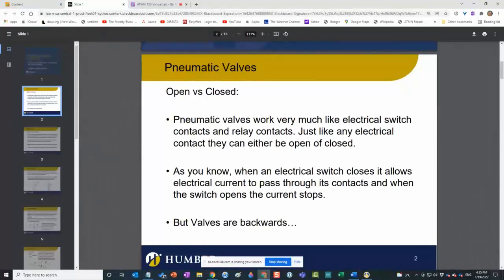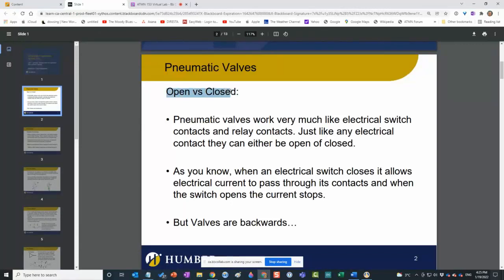I can't even talk properly. I'm so tired. But what I'm saying here is that valves and switches are opposite. Now watch this. When a switch is open, the current cannot flow through. When a switch is closed, the current flows through.